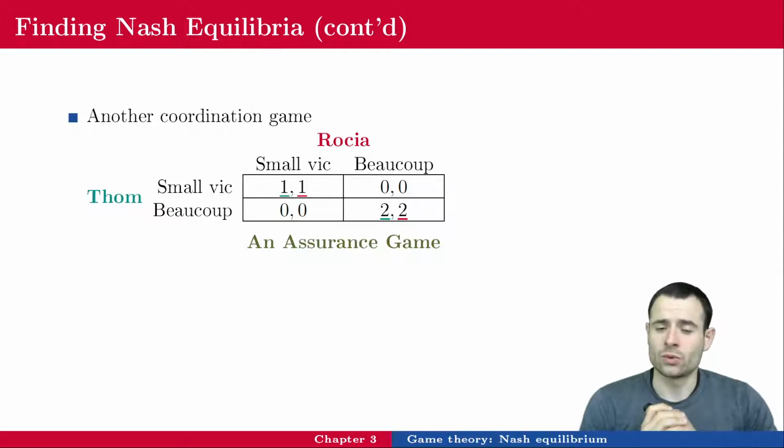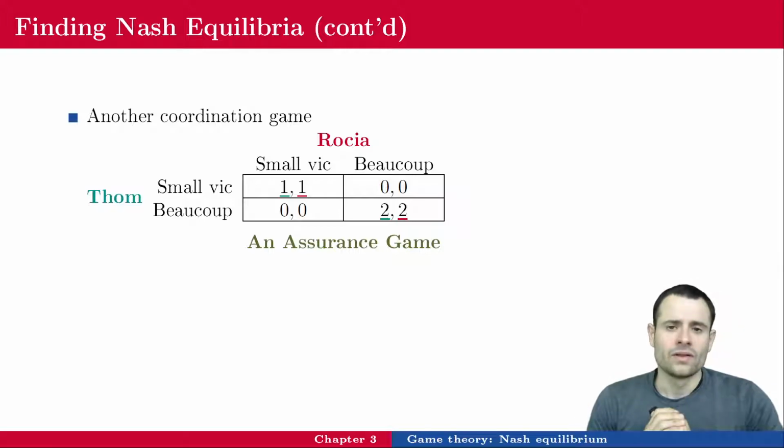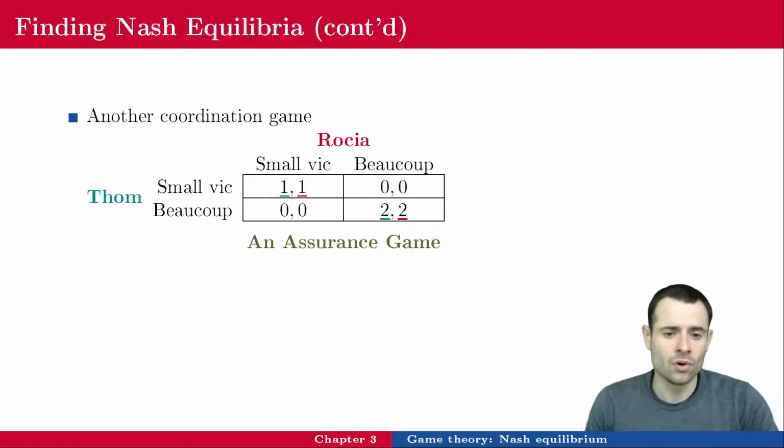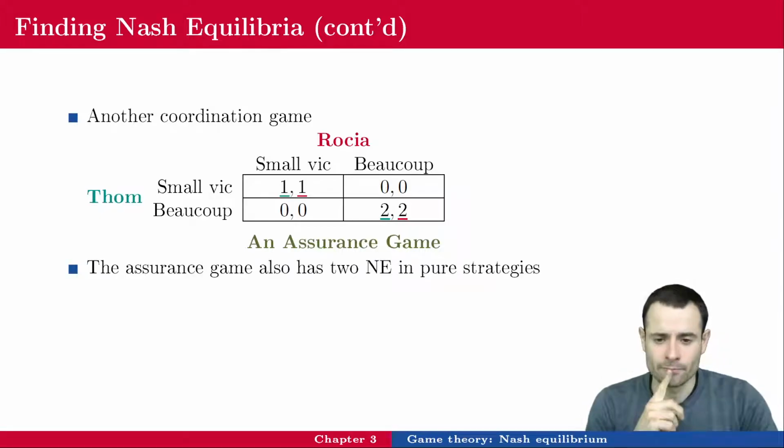We still have 2 Nash Equilibria, no problem. But given the payoffs, if they could communicate, where do you think they would agree to meet at? They would both say, let's meet at boku, because both think that boku is better than Small Victory. They get a higher payoff from boku than from Small Victory.